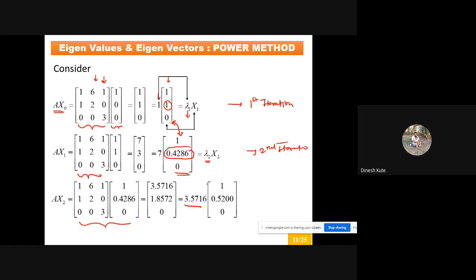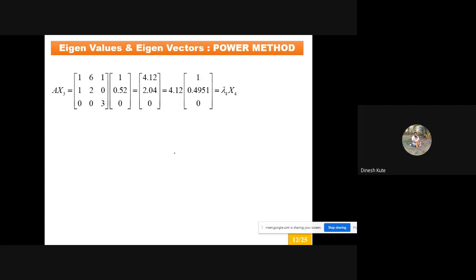Again check the difference of the last two eigenvectors. So first value is 1, here is also 1, here your value is 0.52, here your value is 0.42. So still that difference is there. Okay, you have to perform one more iteration, A3.